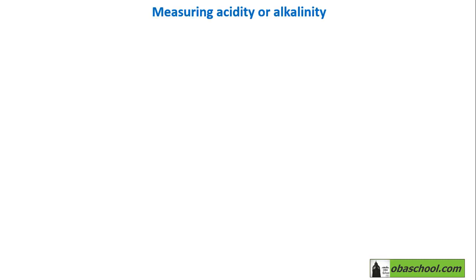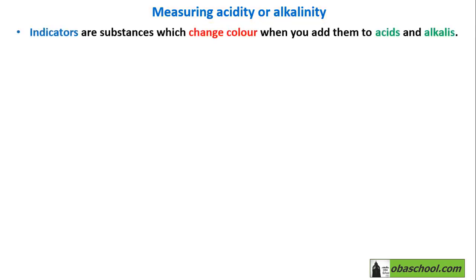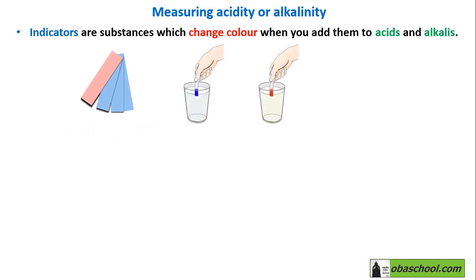Now we are going to discuss measuring acidity or alkalinity. In order to measure the acidity or the alkalinity of a solution, we use something that we call indicators. Indicators are substances which change color when you add them to acids or alkalis. Litmus paper is a well-known indicator which gives a red color in an acid and a blue color in a base or in alkali. But there are many more.